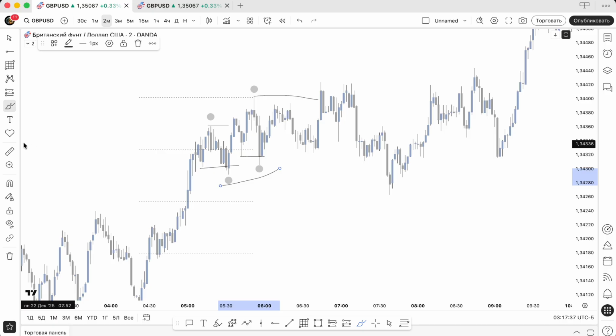Next, we confirm this maximum in this place, because the price goes down and confirms this maximum by removing this inducement.